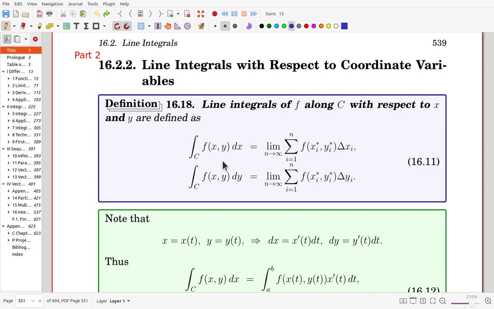The integral over C of f(x, y) dx is the limit of Riemann sums. For a given partition, f(xi star, yi star) is a function value in the ith subregion. Delta xi is the change in x in the subregion. Of course, delta yi is the change in y in the ith subregion. This is the definition.